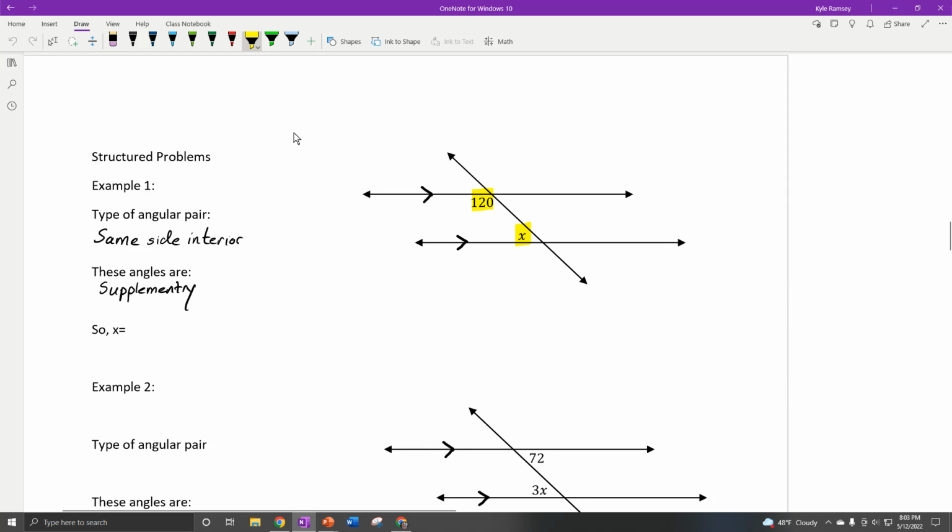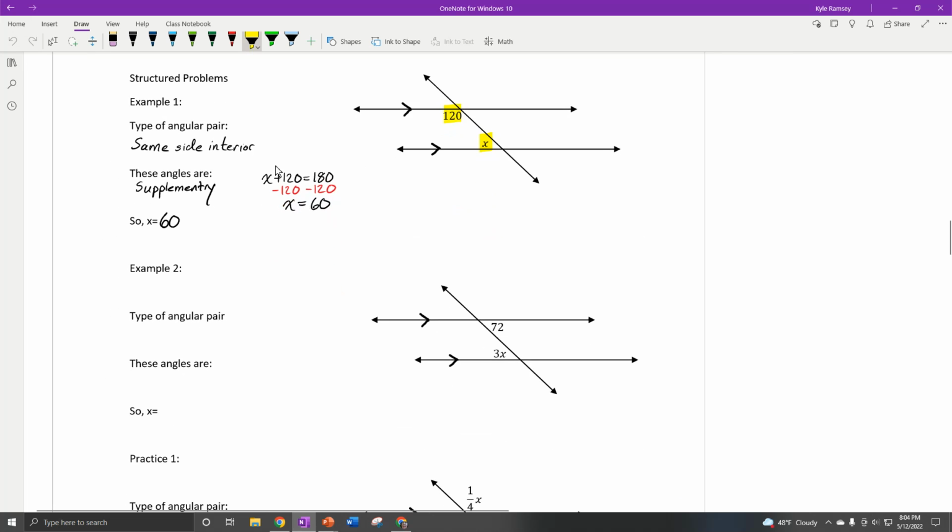So for x in this case, we have to just do a little bit of figuring out what x is. So we have x plus 120 equals 180. So what we're going to do is subtract the 120 from both sides. That gives us x is equal to 60. So x is equal to 60. Not that hard. So zoom out just a little bit and scroll down just a little bit so we can have a look at this next example.